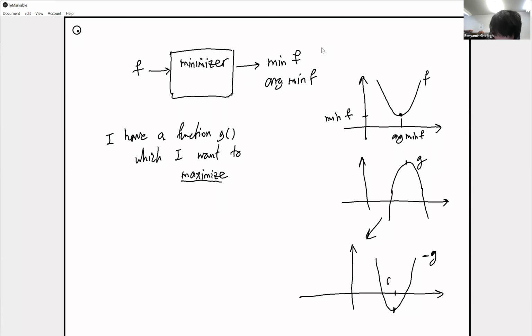And what will it be? It will be argmin of minus g. And do you agree that argmin of minus g is equal to argmin of g? Exactly. What about min of minus g? How is it related to min of g, or to max of g? This was max of g. This is min of minus g. Is that correct?